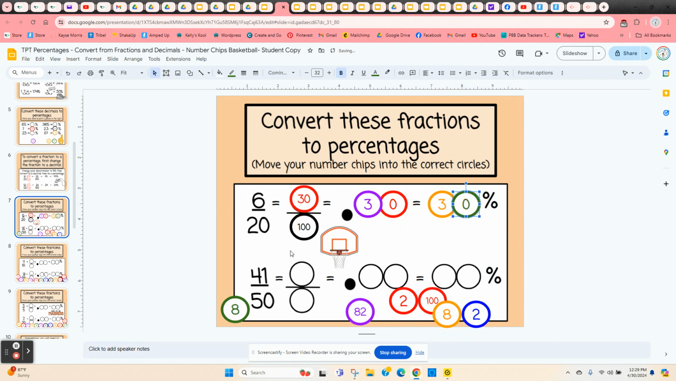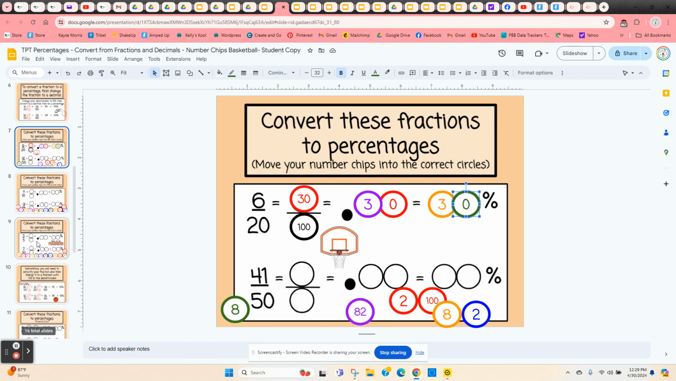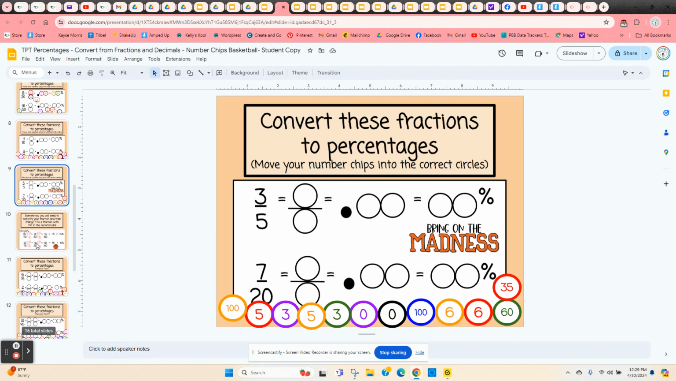They're going to do the same thing on the next one. Here they know they have to multiply the numerator and denominator by 2. Next slide, same thing.